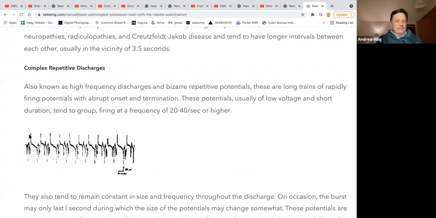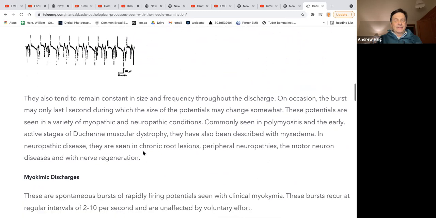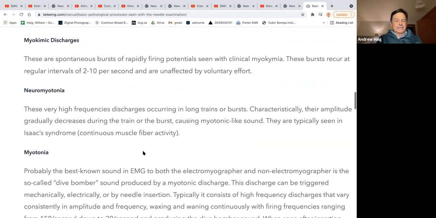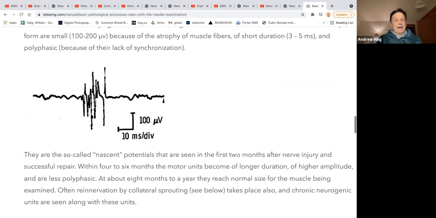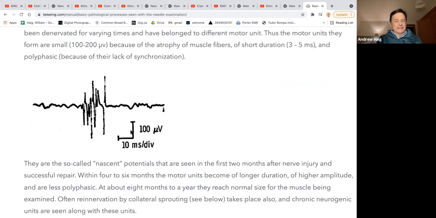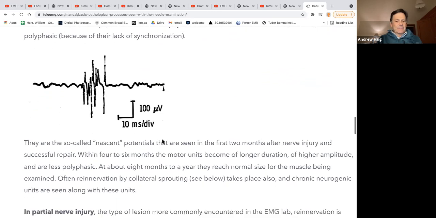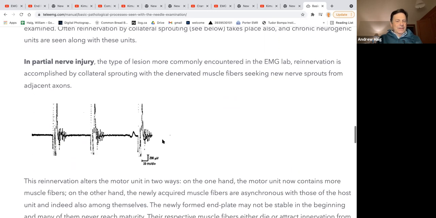There's a complex repetitive discharge. The amplitudes are pretty consistent. The firing rate is pretty consistent. And it doesn't show it here, but the really big trick is it stops and starts. I don't have pictures of these other ones. There's a polyphasic motor unit, right? 400 microvolts tall and about 15 milliseconds wide. It's got all kinds of squiggles in it. And there's another one down here.